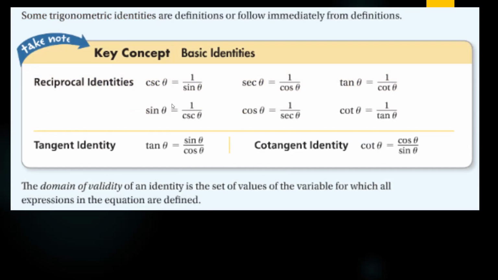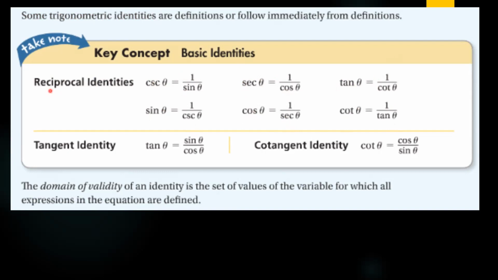The cosecant is 1 over sine, and the sine will be 1 over cosecant. The secant is 1 over cosine, and the cosine is 1 over secant. The tan is 1 over cotan, and the cotan is 1 over tan. These 6 identities, we call them reciprocal identities.